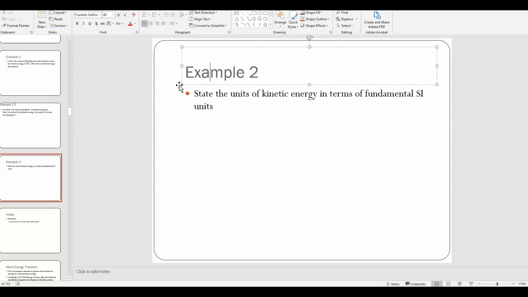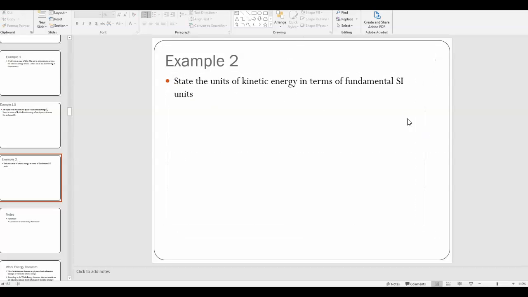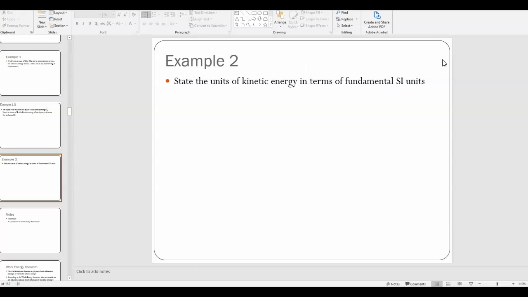So example 2, state the units of kinetic energy in terms of fundamental units. As we're doing these problems, by the way, do keep in mind I'm always trying to prepare you for problems that you might see in the future. I'm not trying to give you a hint or anything, but one of the skills that the IB expects you to be able to do is to write the units of something in terms of fundamental SI units. This is not something that we've done before, so this is going to be a new skill, but I want you to see how this works.